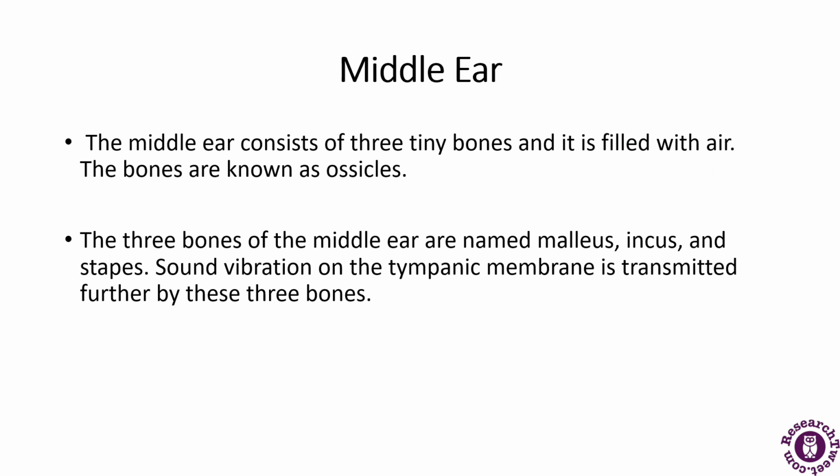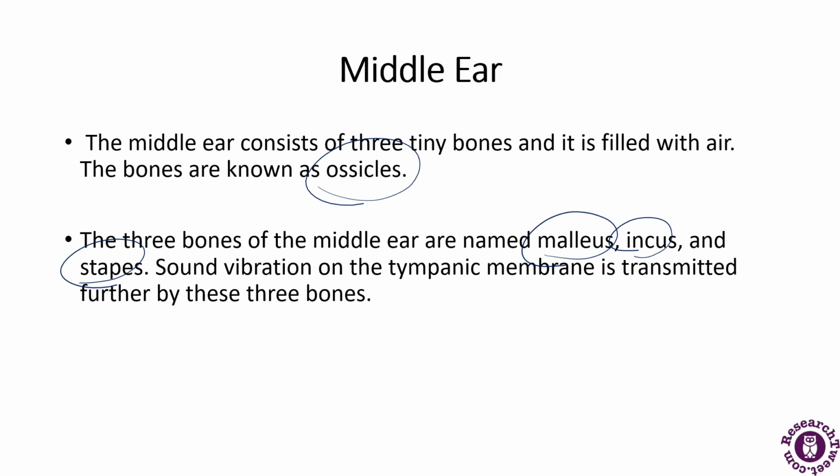Next comes the middle ear. It contains three tiny bones. Now what are these tiny bones? These tiny bones are the malleus, incus and stapes. The middle ear consists of these three tiny bones and it is filled with air. The bones are known as the ossicles. The sound vibration on the tympanic membrane is transmitted further by these three bones.